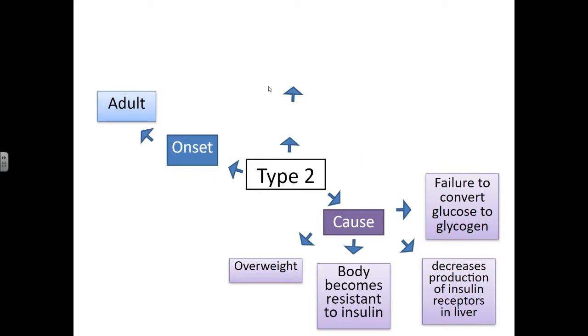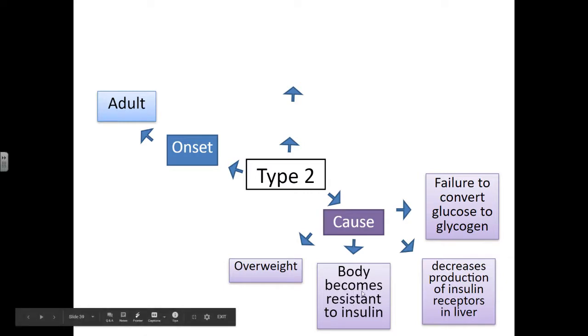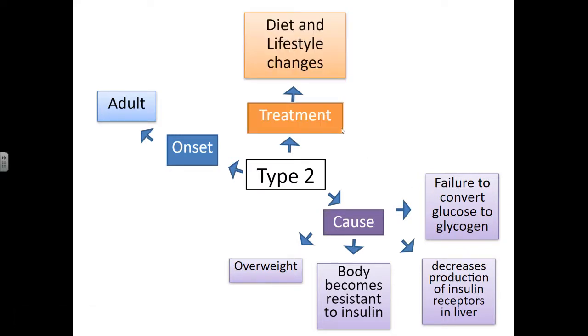So in onset adult, we have being overweight quite often causes it, but just being old can, eventually your body just gives up. So your body becomes resistant to insulin. More specifically, the cells of your body become resistant to insulin. The receptors no longer work. It decreases the production of insulin receptors in the liver, so you won't be storing your glucose as glycogen in the liver, and that means a failure to convert glucose to glycogen.